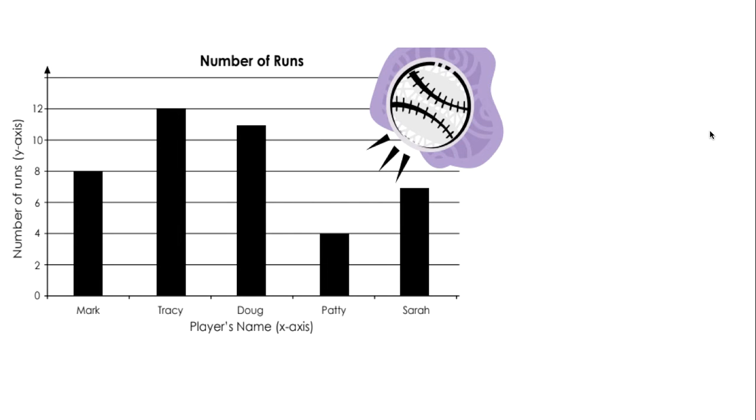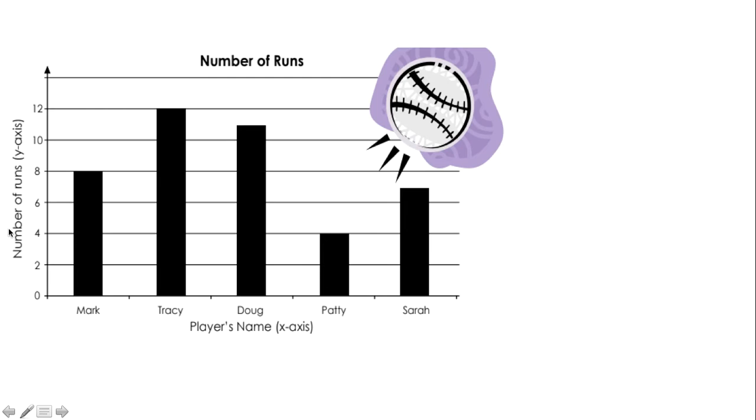Now we're going to take a look at interpreting data. Before I even look at questions, I need to see what my graph is about. So I'm going to take a look at the title. My title is number of runs, and the baseball kind of also gives it away that it's about home runs. The next thing I'm going to look at is my bar labels. This says players' names. So I have Mark, Tracy, Doug, Patty, and Sarah.